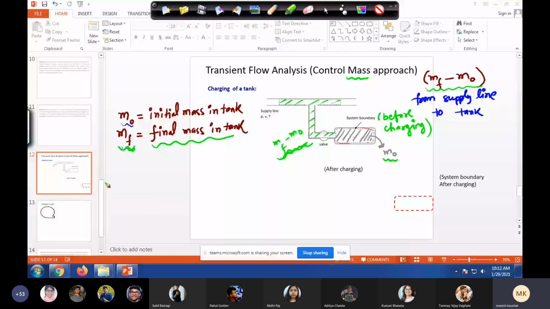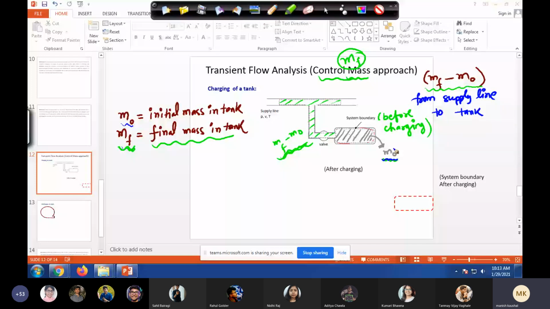That's why apart from M naught, we have to take MF minus M naught also, which will finally come into the tank and get added to M naught in the envelope. Okay, very good. So our control mass in this problem is MF. And in the beginning, that MF has two parts. M naught is situated here inside the tank and MF minus M naught outside the tank.